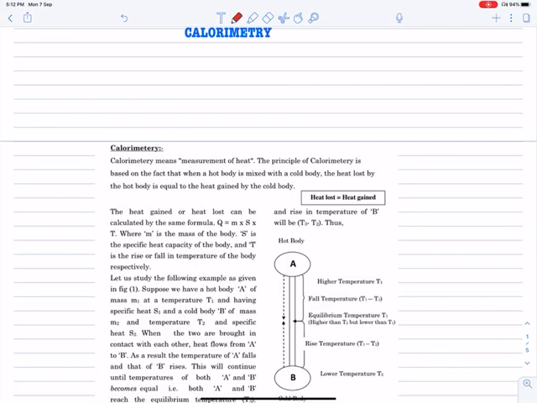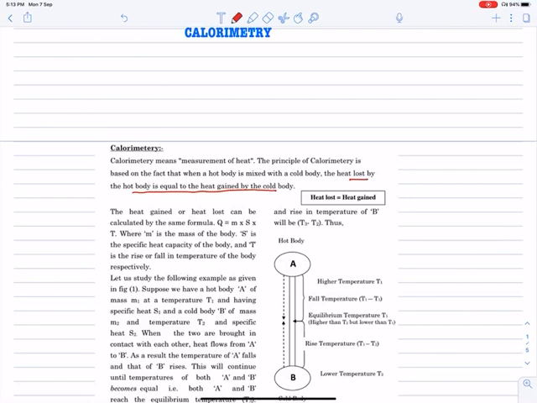The principle of calorimetry is based on the conservation of energy: when a hot body is mixed with a cold body, the heat lost by the hot body is equal to the heat gained by the cold body. That is, heat is never lost. If one substance loses heat, then the other substance will gain that heat. It will never be lost to the environment. I'm telling the basic definition, don't take it as the standard definition.